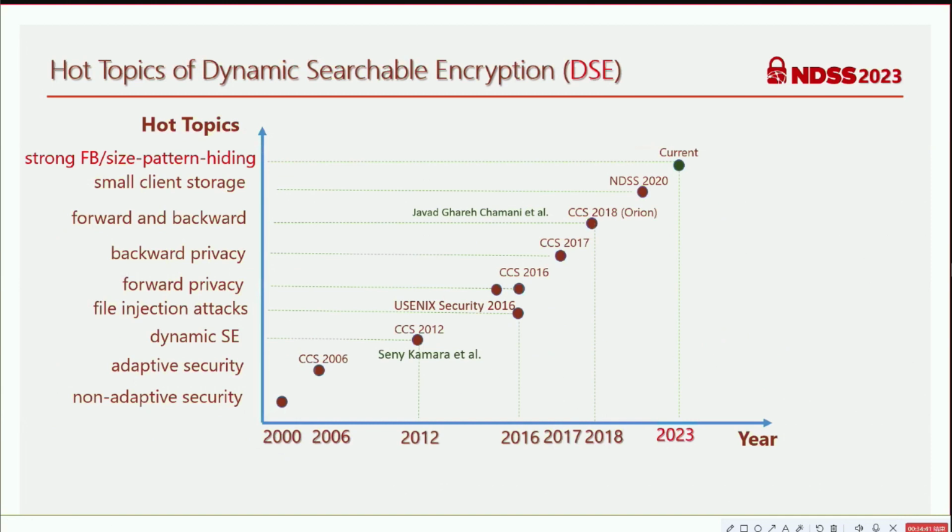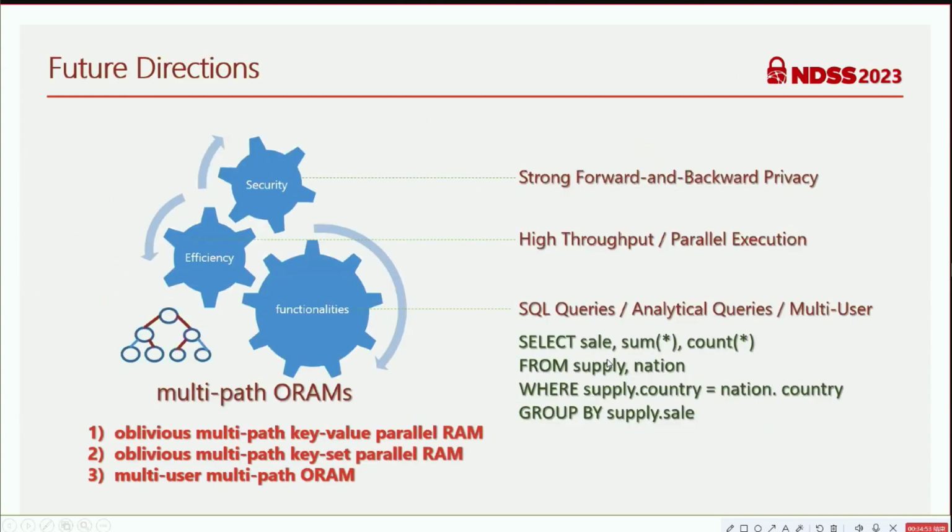This graph shows some hot topics of dynamic searchable encryption in recent years. As for future directions, some notions should be further studied. First, oblivious multipath key-value ORAM. Second, oblivious multipath key-set ORAM. Third, multipath multi-user oblivious RAM.